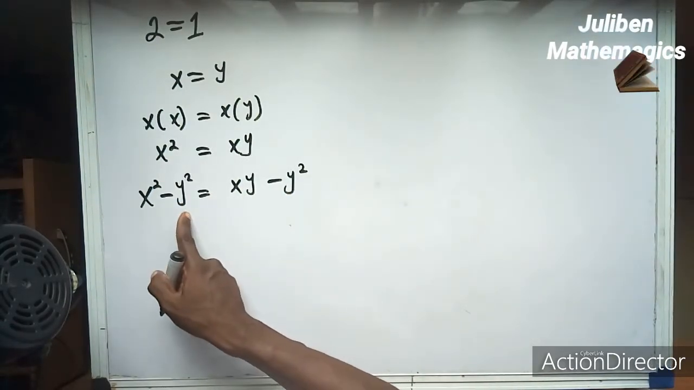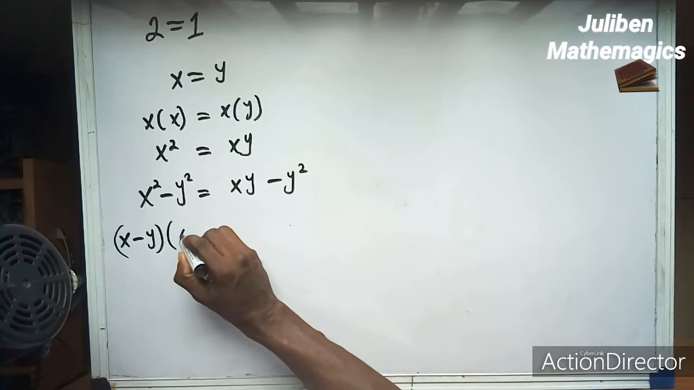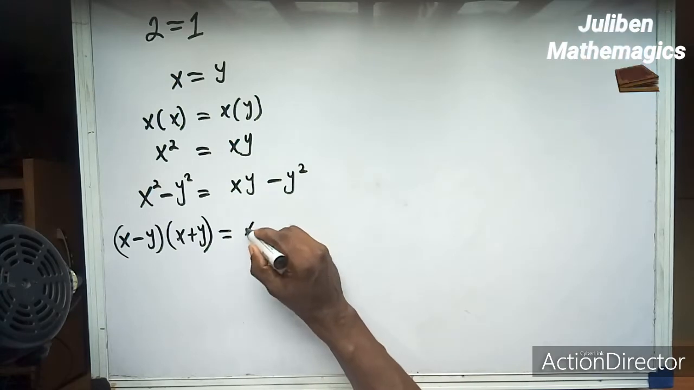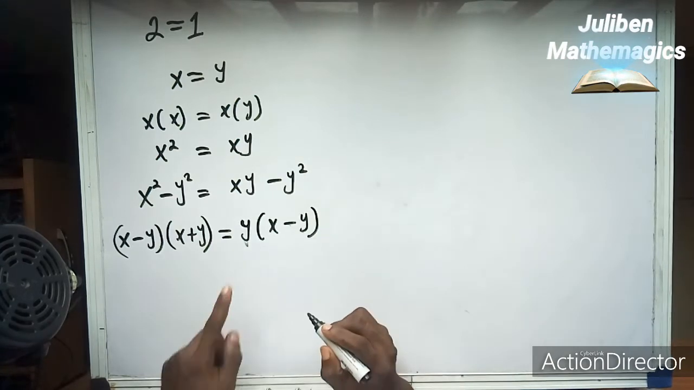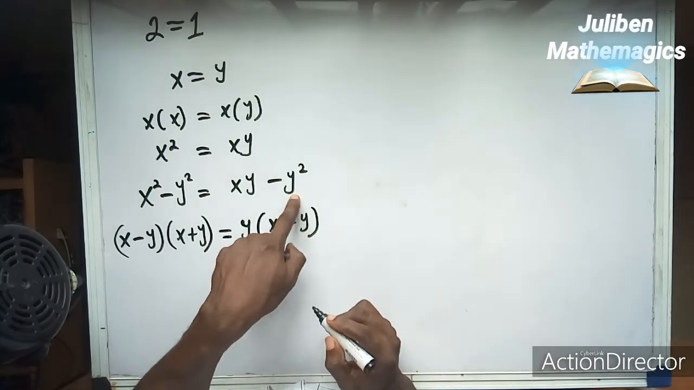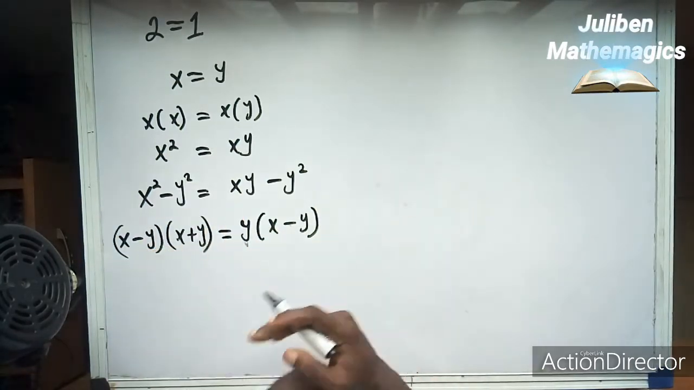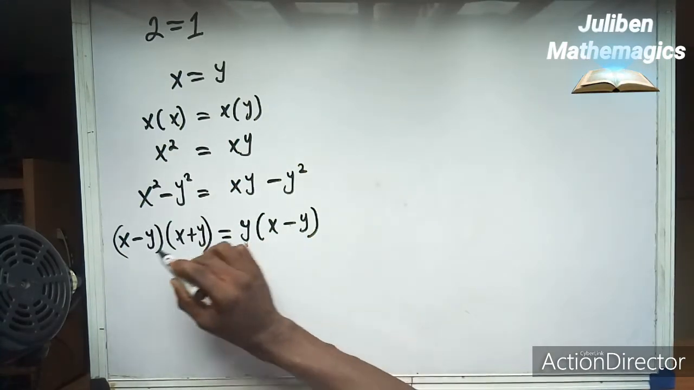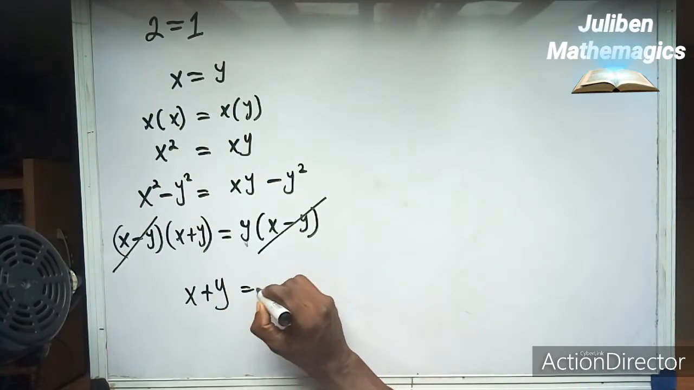Now I'm going to expand this using difference of two squares, and that is going to be x minus y in bracket x plus y, which will be equal to, here I'm going to factorize. Y seems to be common, so y bracket x minus y, such that y times x will give me xy, y times y will give me y squared. So what is here is equal to what is here. But if you look, something is common: x minus y, x minus y. So I can comfortably cancel this and bring this down: x plus y is equal to y.